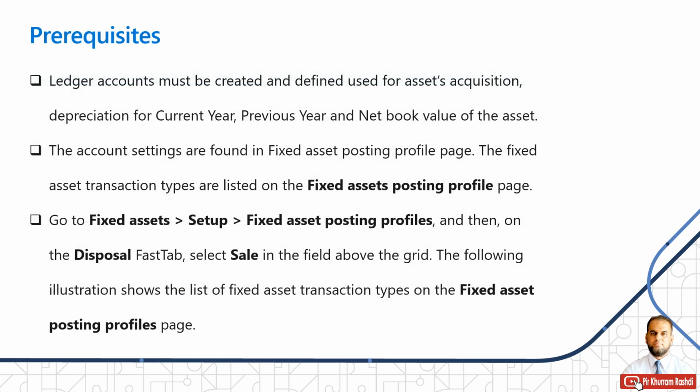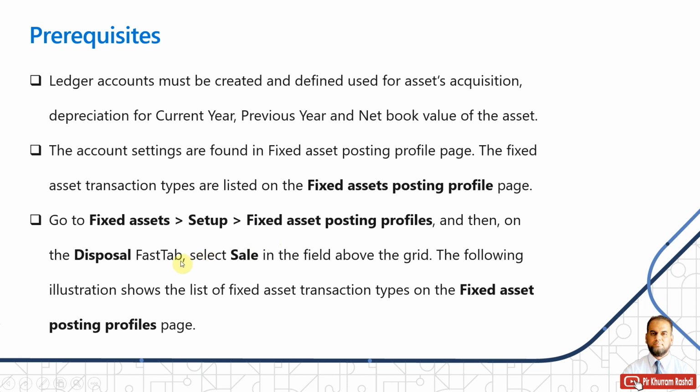So what are the prerequisites? Similarly, the prerequisites are that ledger accounts need to be existing, already created and defined. For example, for the asset acquisition and depreciation for the current year, previous year, and net book value of the asset. So these accounts need to be already defined. Account settings also need to be defined in the fixed asset module in the posting profile area, and you can go there when you browse to the fixed asset module and go to the setup group, and inside the setup there is the fixed asset posting profile.